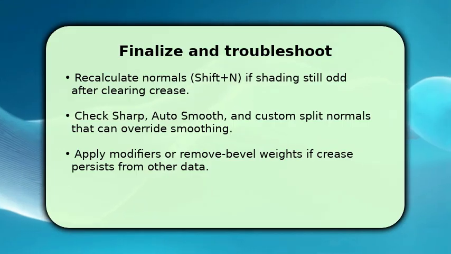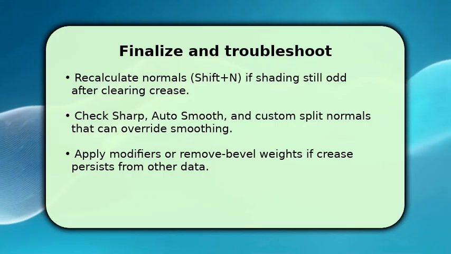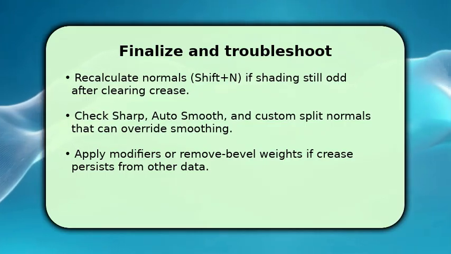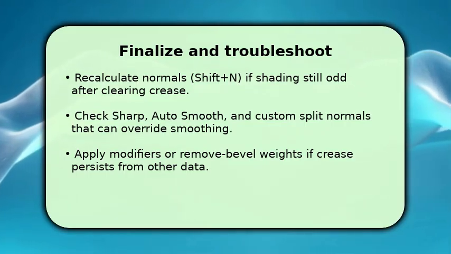Also check for sharp edges, auto smooth, or custom split normals in the Object Data tab. Those can override crease removal. If a bevel modifier used crease or weight, clear vertex or edge weights or edit the modifier. If things go wrong, undo, confirm selection, then reapply the 0 crease.